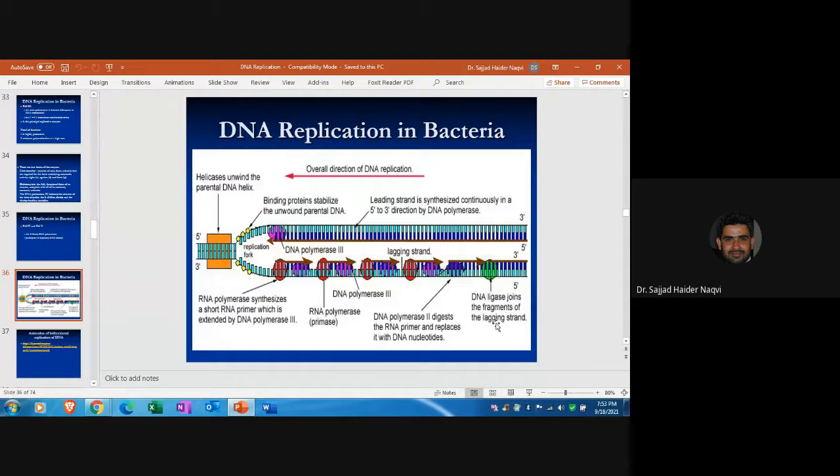Another very important point to mention here is that in the case of the leading strand, you need only one primer. Once the primer is there, the DNA polymerase starts its function. But on the lagging strand, because the chain formation is not continuous, we have small fragments. So for every fragment, you need a primer. You can see here there are more RNA polymerases shown with this blue color. What they are doing is preparing primers. So there are multiple primers needed for the lagging strand, and only one primer needed for the leading strand. This is another very, very important point to make sure of.